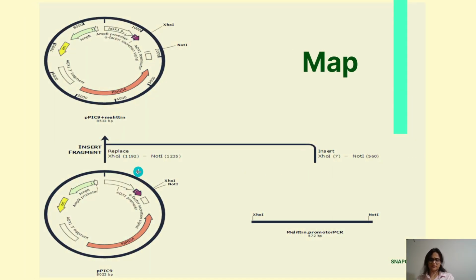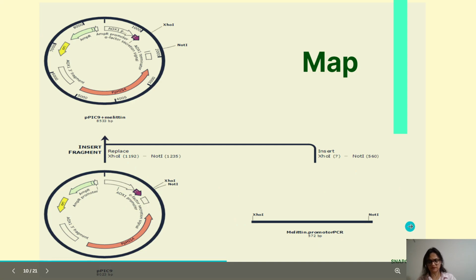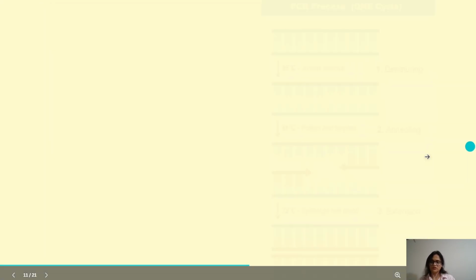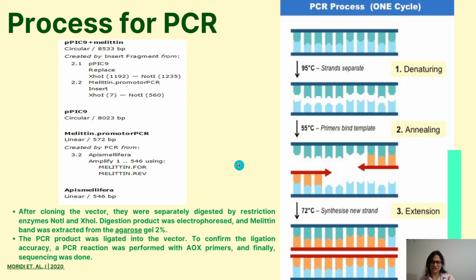As I told you before, this is the map that was used. This is the vector and this is the inserted fragment. This is the fragment at the EcoRI and NotI sites. The digestion product was electrophoresed and melittin was extracted from the 2% agarose gel.